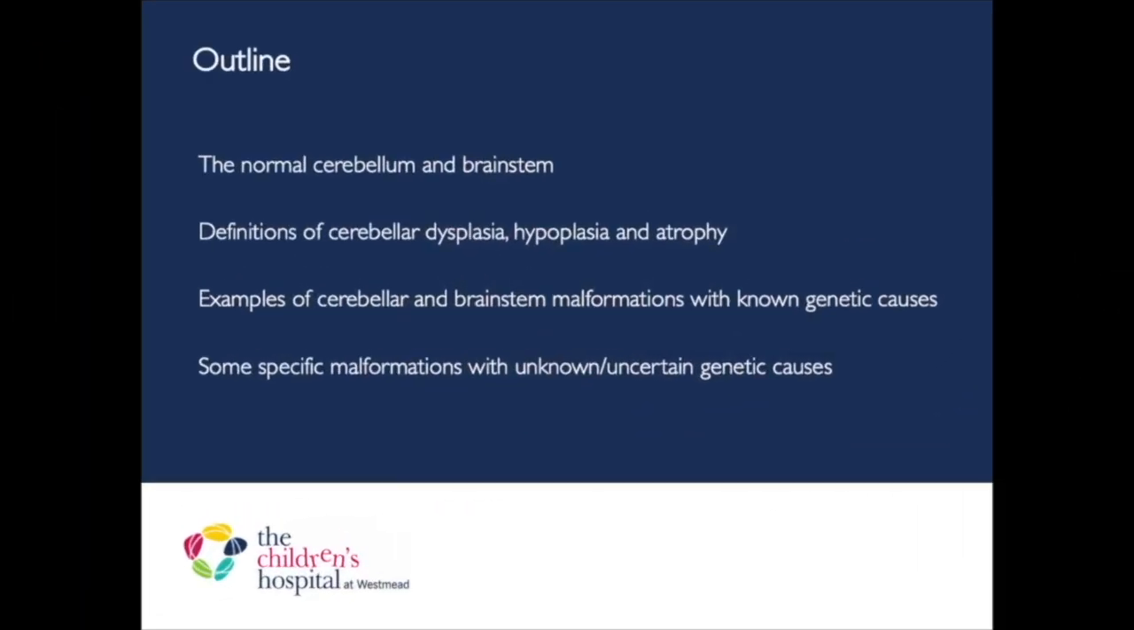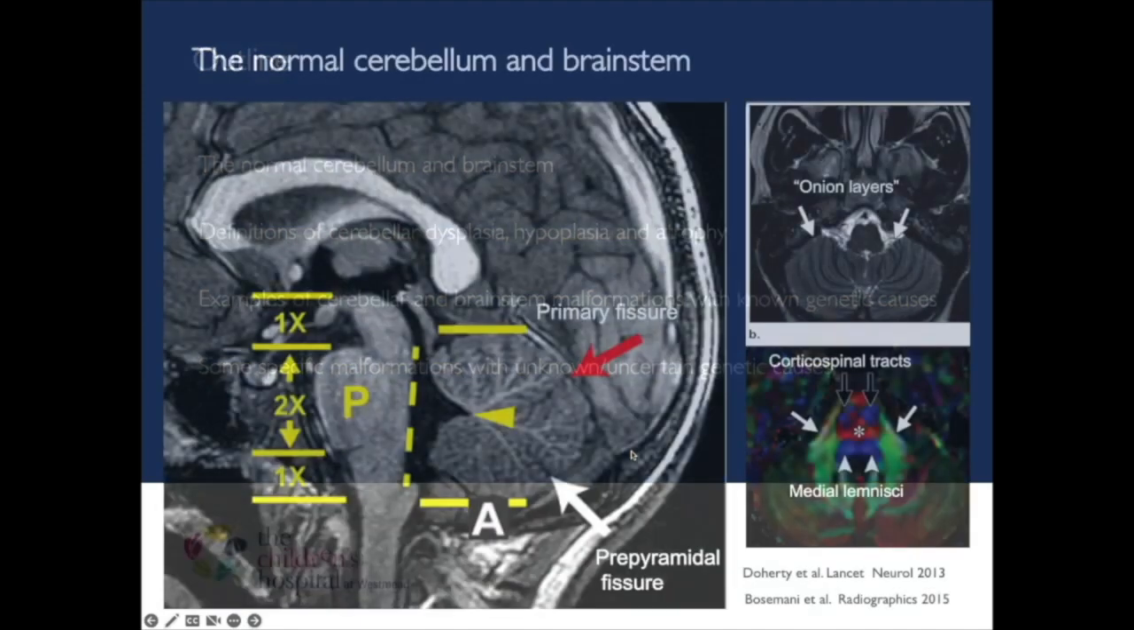So, quick outline. We will quickly talk about what the normal cerebellum and brainstem should look like. We'll speak about some simple definitions, and I'll show you some examples of cerebellum and brainstem malformations with known genetic causes, and some specific malformations where we think they probably have a genetic cause, but we don't know it. And I'm going to keep this quite simple because it's supposed to be a pattern recognition sort of workshop, so I'll just settle for some pretty simple patterns to recognize.